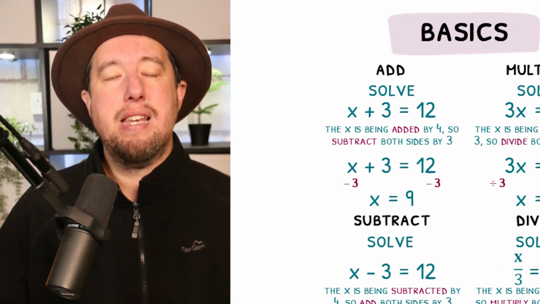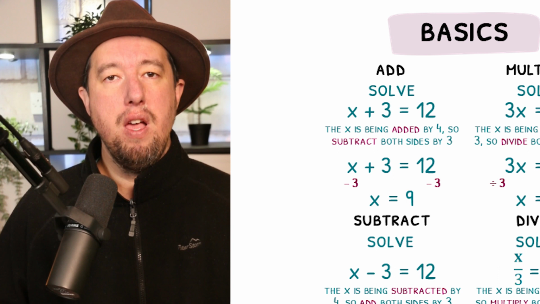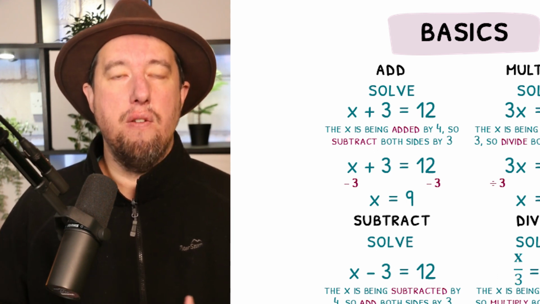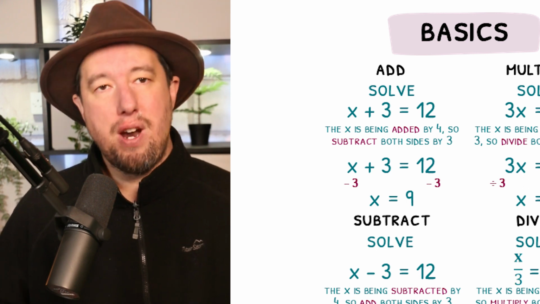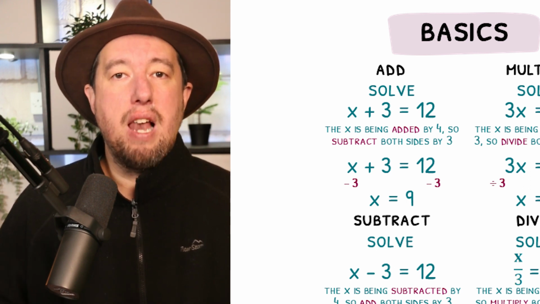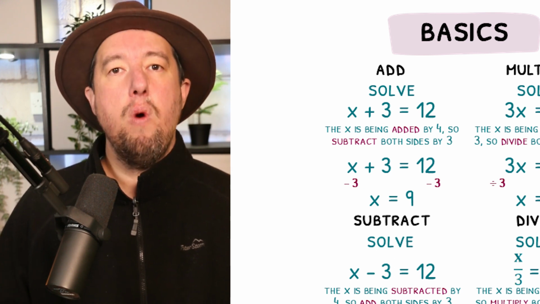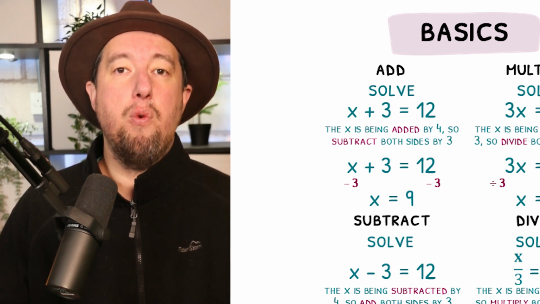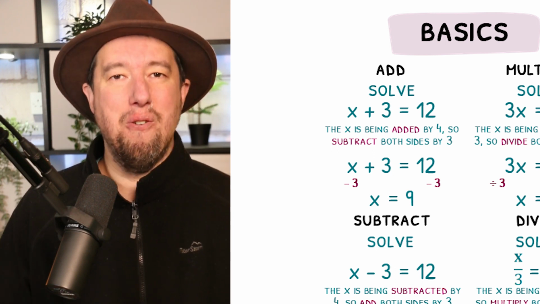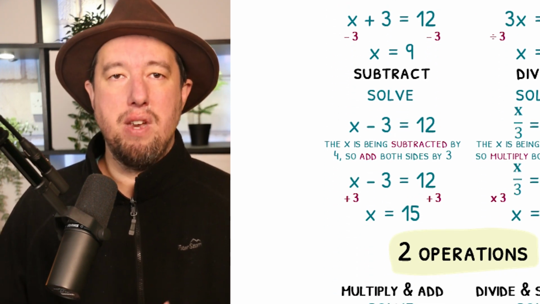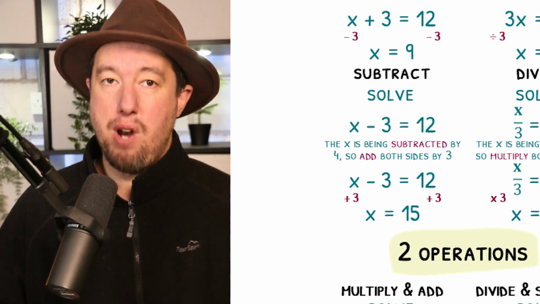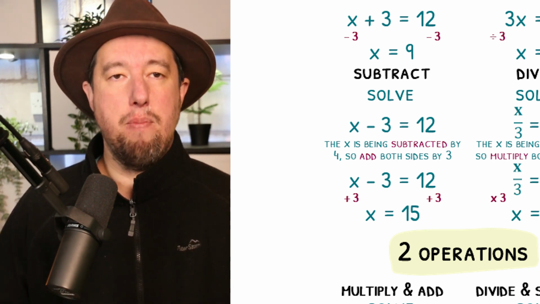To solve x plus 3 equals 12, the x has 3 added to it, so it must do the inverse of add 3. This will be subtract 3. When we subtract 3 from the left-hand side, we're just left with the x. Nice. When we do it to the right-hand side, we're left with 9. So we have x equals 9. We have solved. Solving x minus 3 equals 12 will involve the same steps. This time we have a subtract 3, so we need to add 3 both sides.